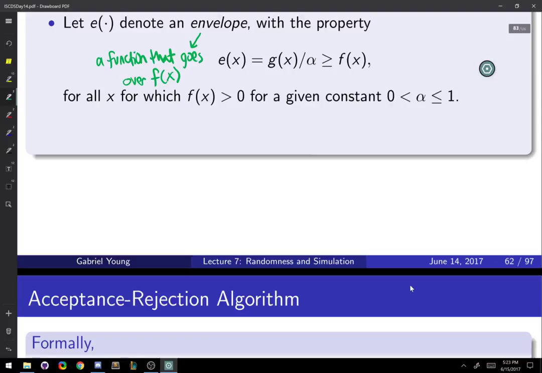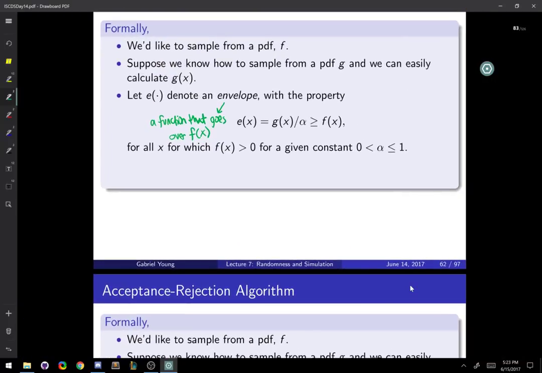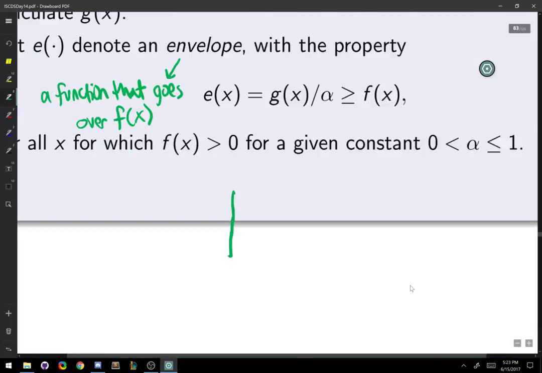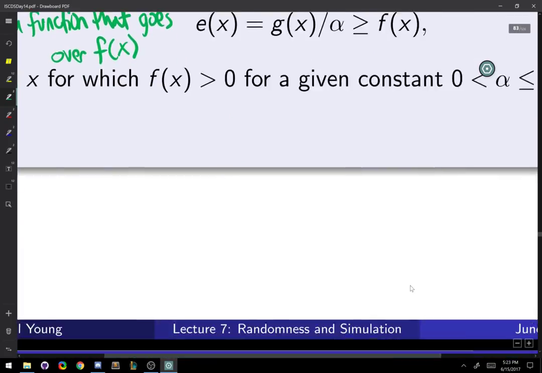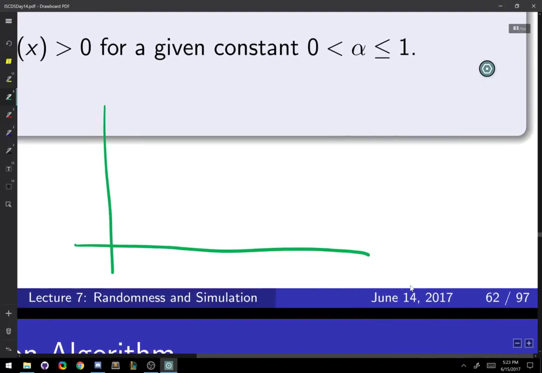And this is going to be the envelope, so this represents E of X. And how do we shift G up? Why not take G of X and divide by some value between 0 and 1? Because when you divide by a number between 0 and 1, it's going to get bigger. So there's some alpha value. Ideally, we actually want it to touch F. That would be the optimal.